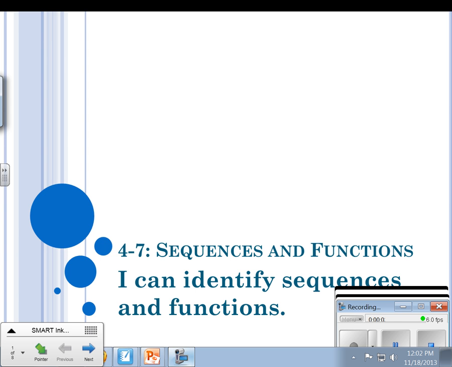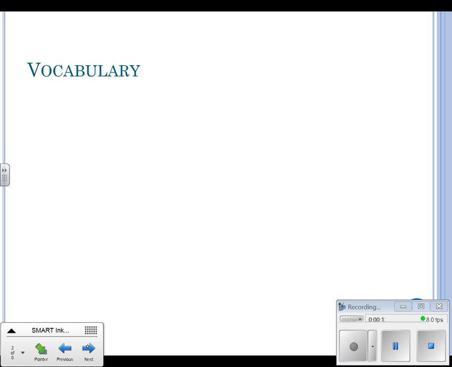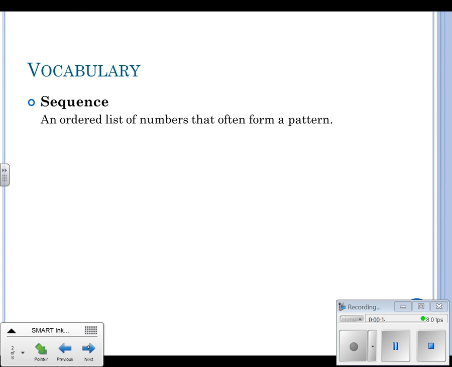In this video 4.7 we are going to be working with sequences and functions. By the end of the video and work time in class you should be able to say I can identify sequences and functions. A sequence is an ordered list of numbers that often form a pattern, and we will be looking at specific terms to figure out a pattern, and a term of a sequence is each number in that list.